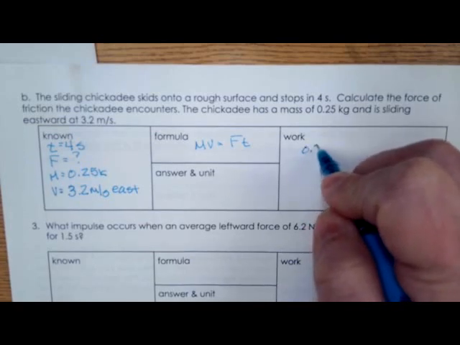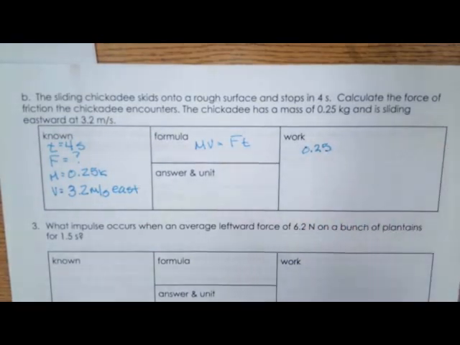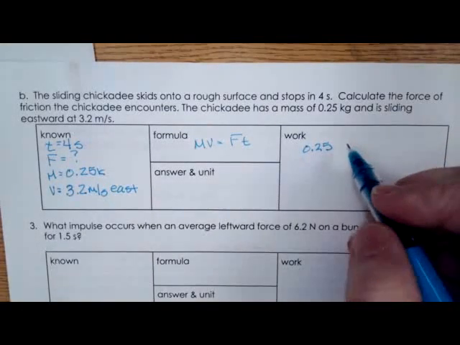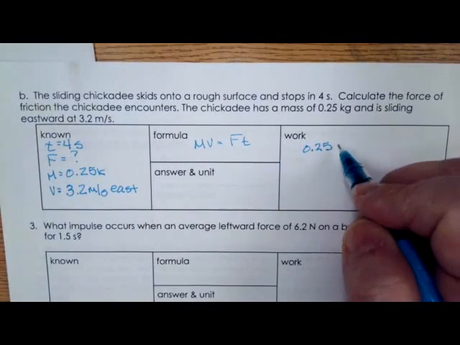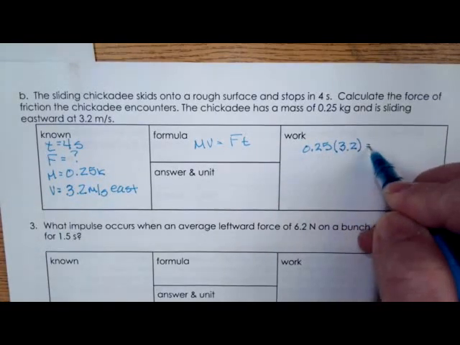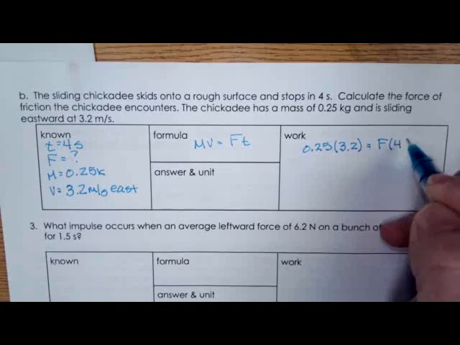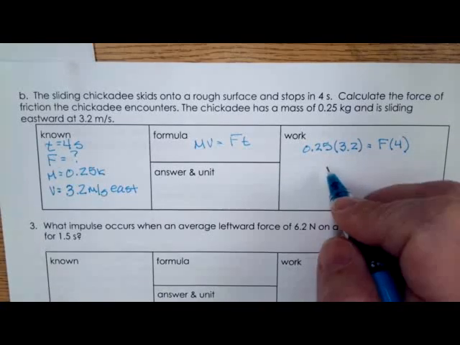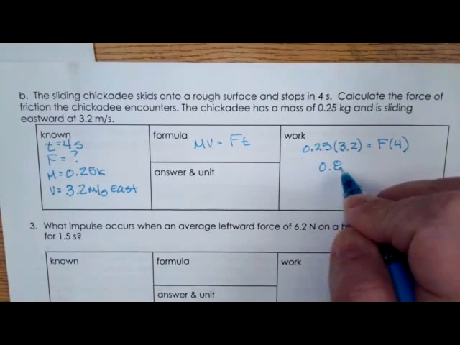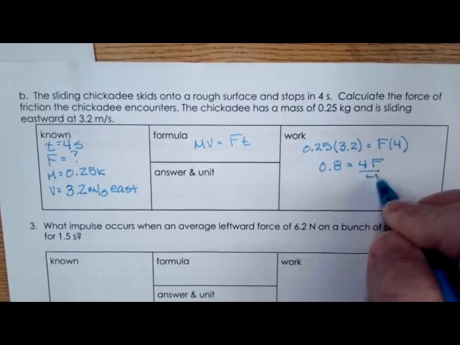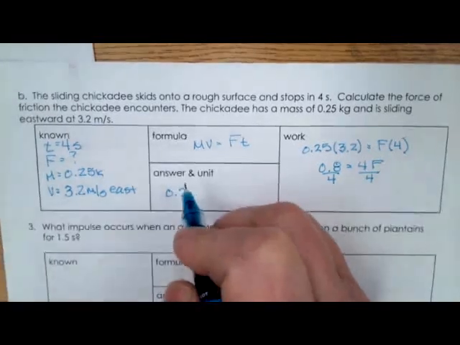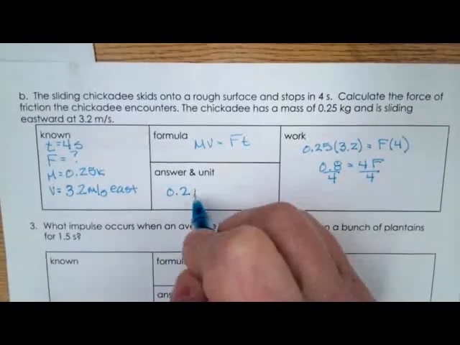So we have 0.25 times the velocity, which is 3.2, equals force times 4. So we figured out in the last problem that a quarter of 3.2 is 0.8, equals 4 times the force. We're going to divide both sides by 4. So our answer down here is 0.2. And we're looking for a force, so that would be newtons.